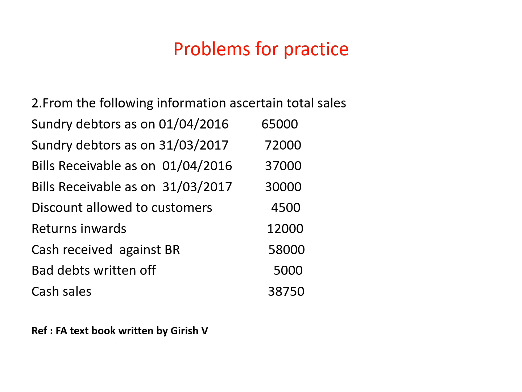One more problem is given for you to calculate total sales. Given items are opening sundry debtors, closing sundry debtors balance, BR opening balance, BR closing balance, discount allowed to customers, returns inwards, cash received against BR, bad debts written off, and cash sales. Similar problem I worked out and explained to you previously in the same session. Accordingly, you work out this question and calculate the total sales. The cash sales given in the question should not be taken anywhere. It should be only added at the end after preparing the credit sales.